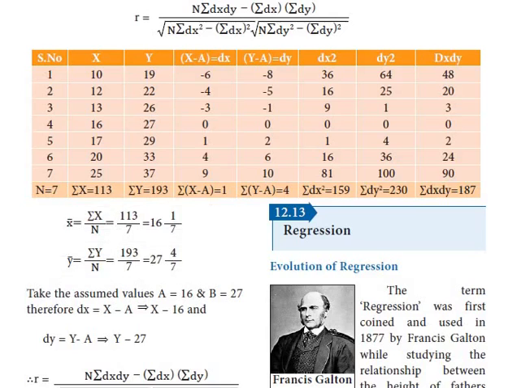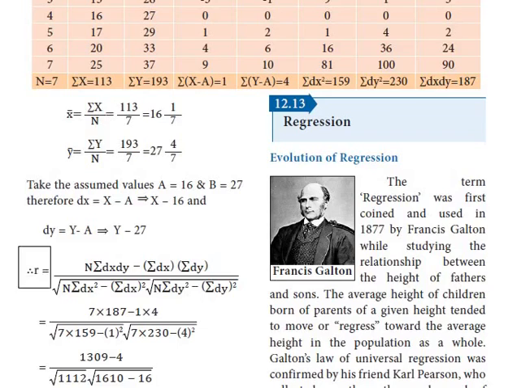Now substituting the values, r is equal to n sigma dxdy. The number of values is 7 here, and dx dy total is 187. So 7 into 187 minus sigma dx into sigma dy. Sigma dx total is 1 and dy total is 4. So 1 into 4. And always remember the BODMAS rule: first you should multiply, then only you should subtract. The whole thing divided by root of n sigma dx square. So n is 7, and dx square total is 157. So we substitute it there, minus sigma dx the whole square.